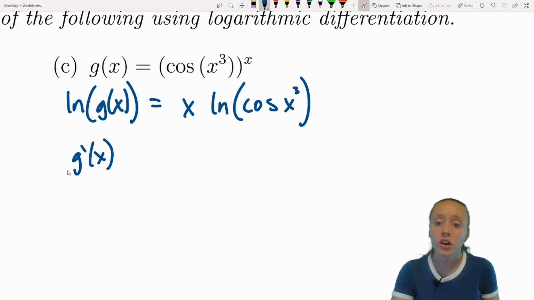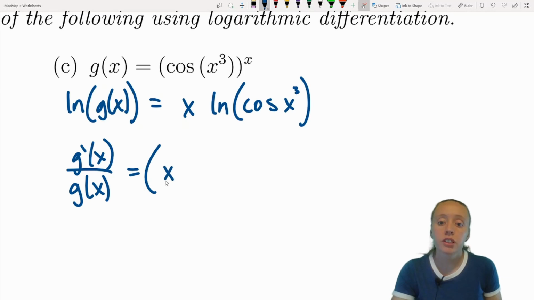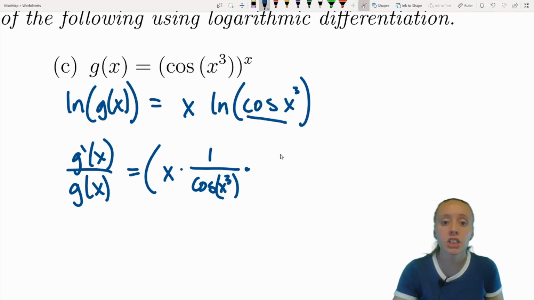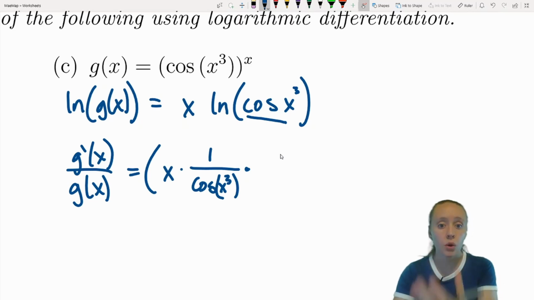of x all over g of x, and that's equal to a little bit of product rule. First times the derivative of the second. The derivative of the ln of cosine of x cubed is going to be a chain rule. So I'm going to have 1 over that function, so 1 over the cosine of x cubed, that's 1 over that inner function, times the derivative of that inner function, which is still a little bit more of a chain rule. What's the derivative of the cosine function?